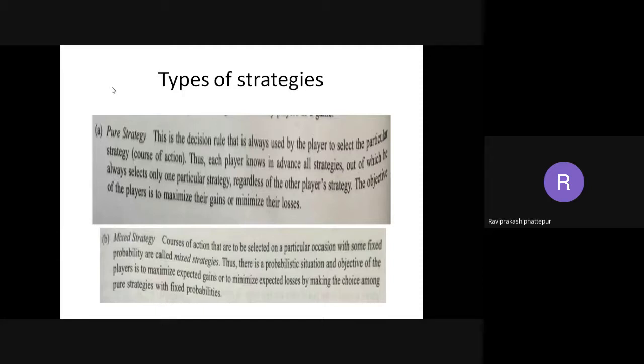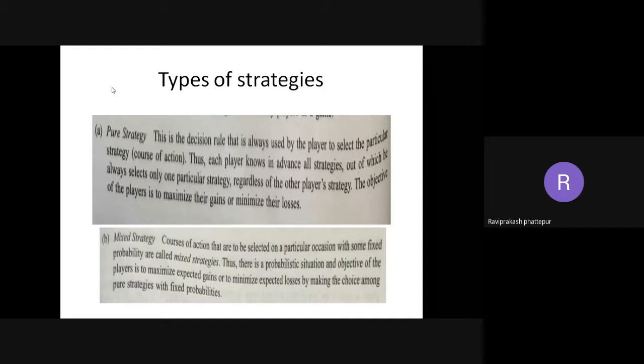Okay, so that is mixed strategy. Pure strategy: both people know the different options they have, but one person uses only one strategy. He has already made up his mind: whatever strategy the other competitor may use, I'll be using only this. So this is the pure strategy.